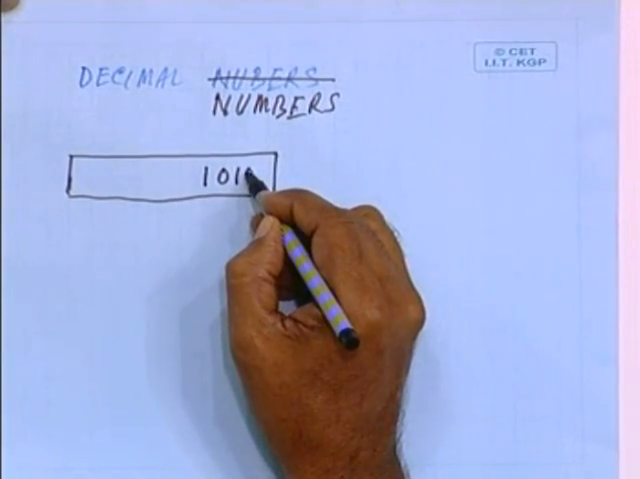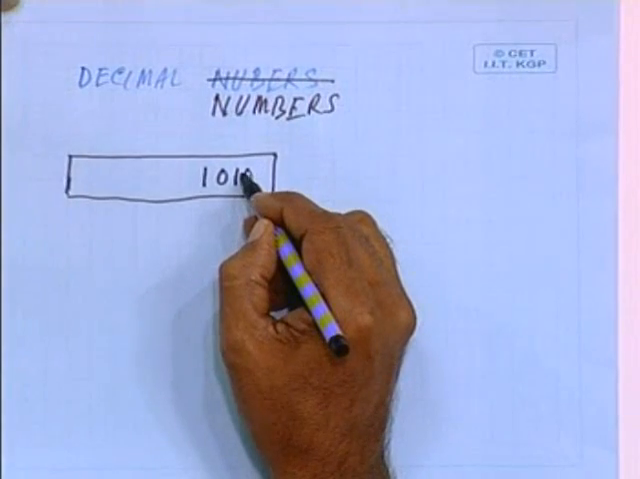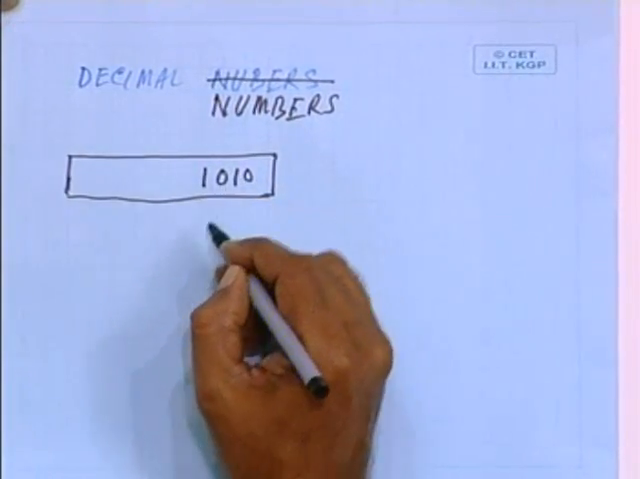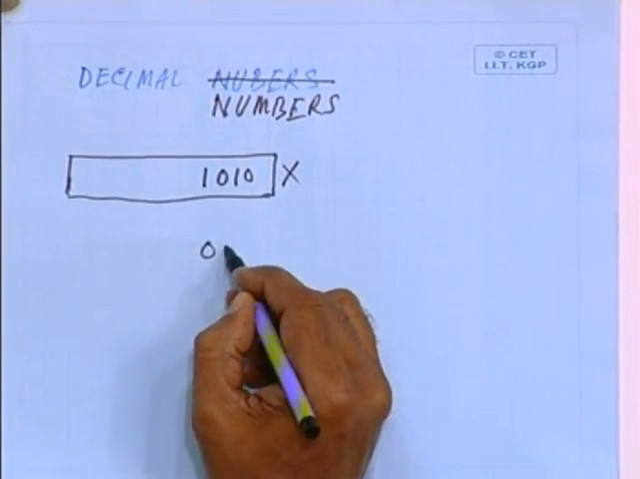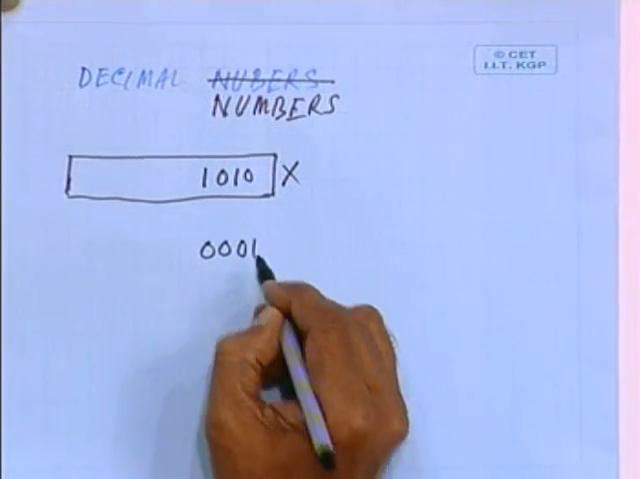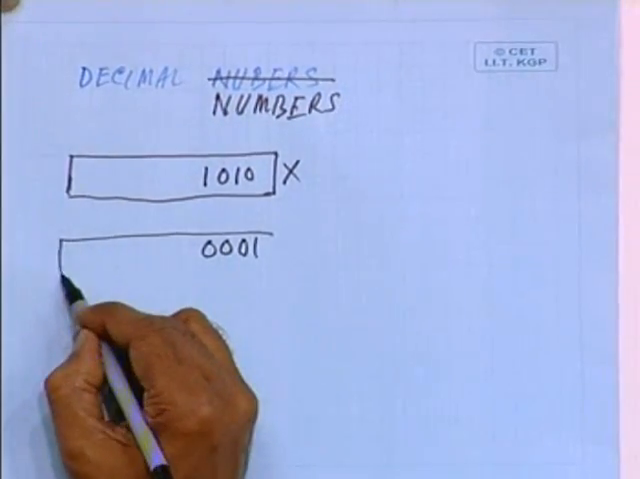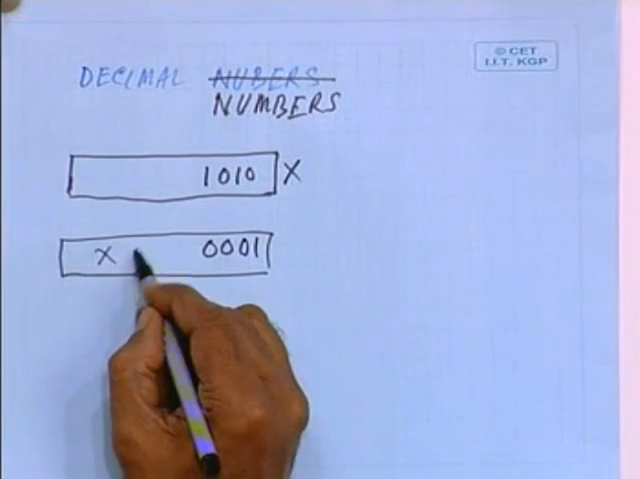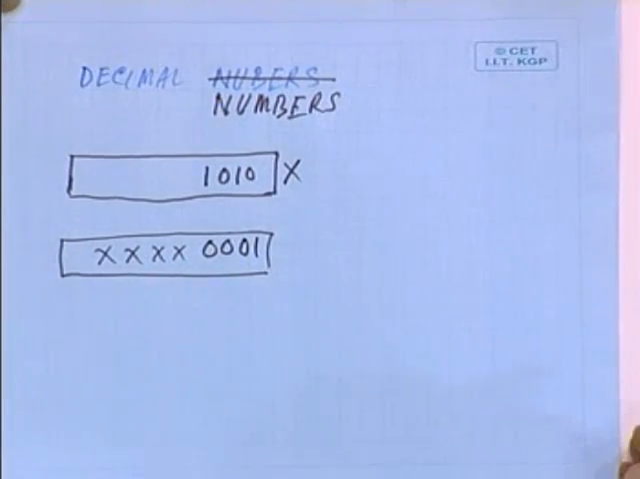Actually, it will be from 0 to 9. So I think it will be, say, 0 0 0 1. 1, for example, is stored and the other part, the remaining 4 bits, is not used.